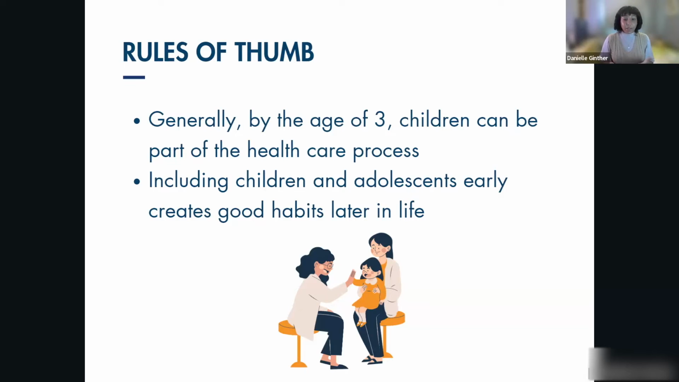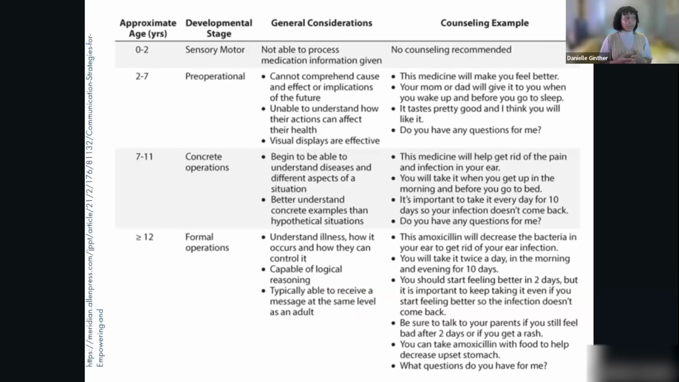Making children and adolescents part of the process early creates good habits that will make it easier for them in adulthood. And so I have included this from the resource about talking to children and adolescents about healthcare to know what information to provide. And this is just general, obviously all children are different. And sometimes you may have to take a step back and do it another way. But this is a really good chart that breaks down the developmental stage and then considers what they can process and how they can answer.